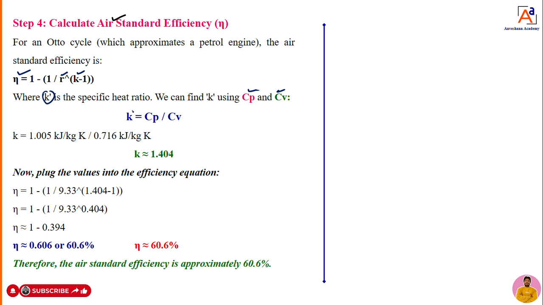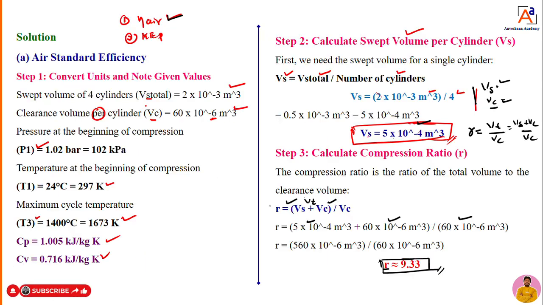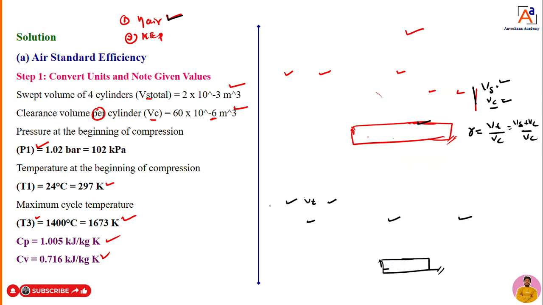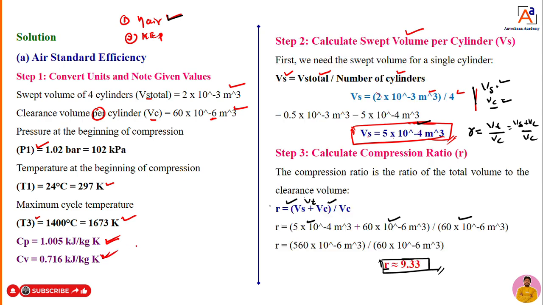As I told, dear students, some authors take gamma, some authors take K. It's up to you, but in the nomenclature you have to state very clearly that gamma or K is equal to the specific heat ratio, that is Cp by Cv. Now I will take the notation K, that is K equal to Cp by Cv. What is Cp? That is also given in the problem itself, as you can see here. In the problem he has given the Cp value and the Cv value.